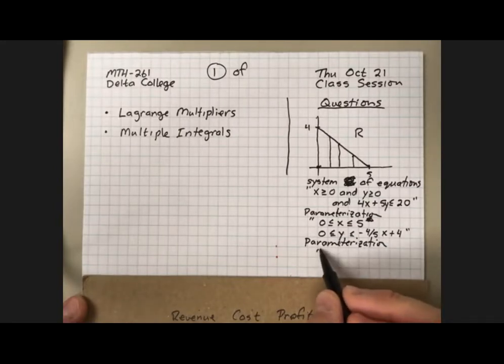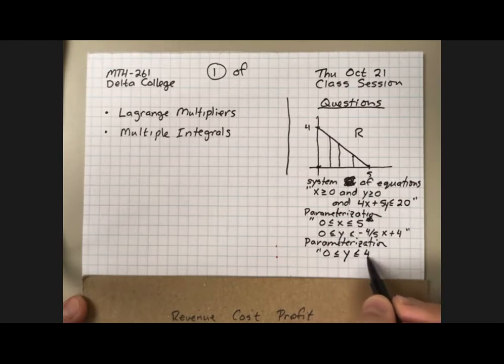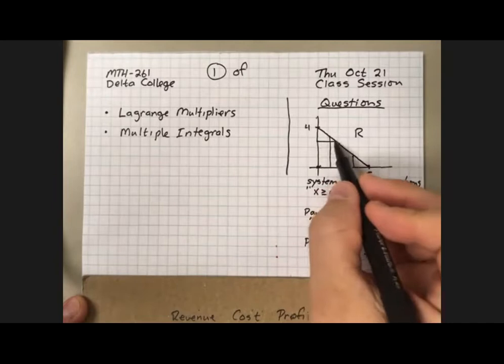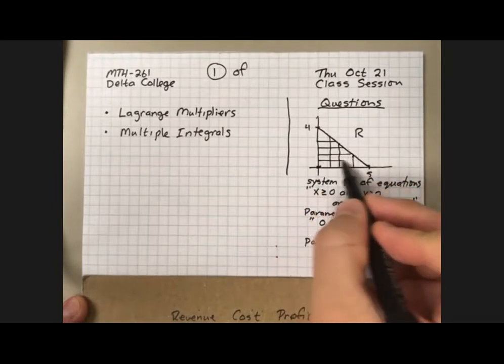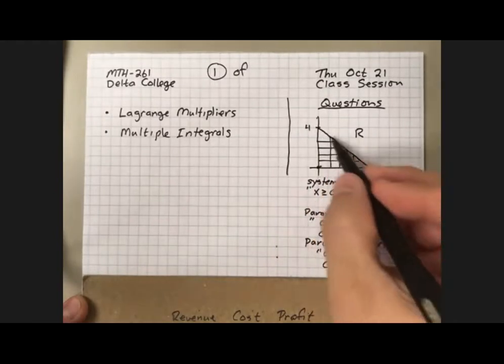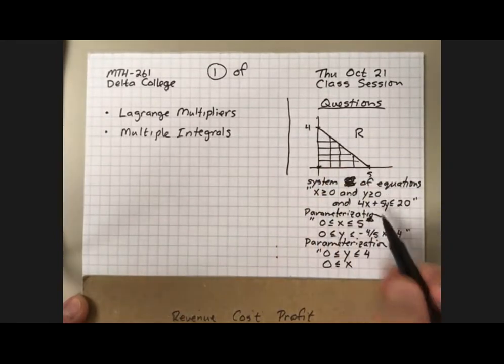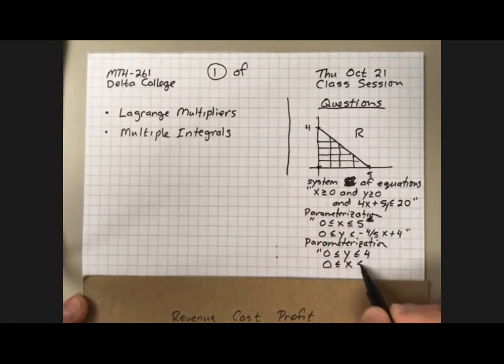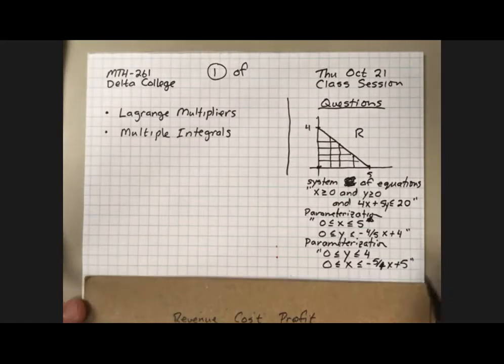And we could say, I will let the y's run from 0 to 4. And then for every y between 0 and 4, I'll let the x's run horizontally. And the x's begin at x equals 0, the vertical line, and they end on this line. If you solve this line for x, what do you get? Minus 5/4 y plus 5.